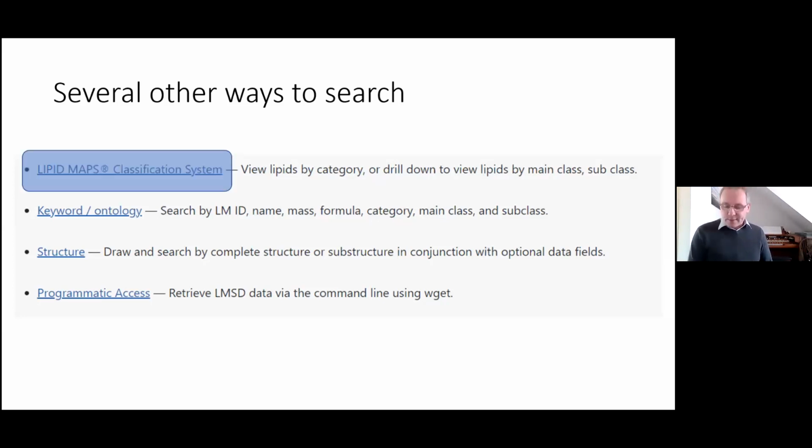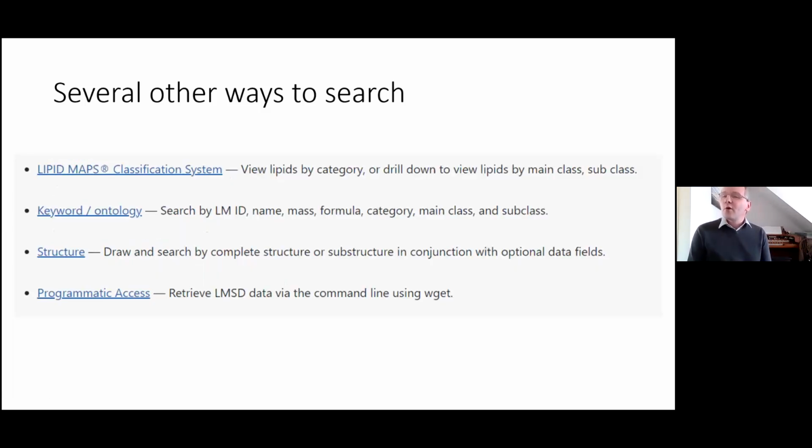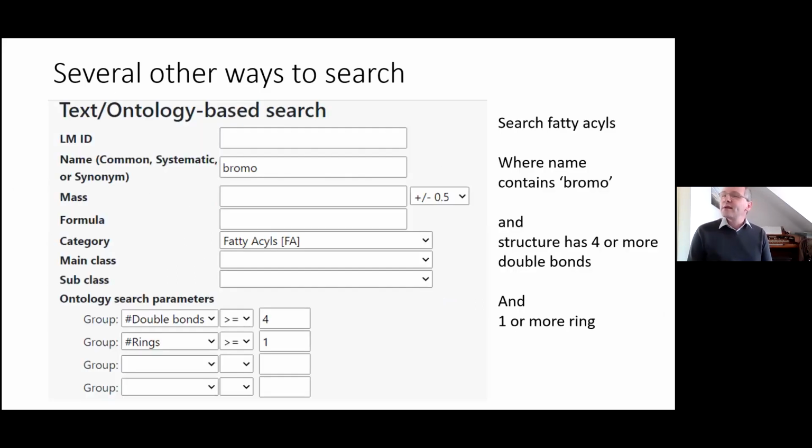The first way is using the classification system, which we looked at on Monday. So you can browse the lipids, expand each of these boxes to see what lipids are in which classes. The other way is via a keyword or ontology search. So you can put various terms into the search interface to search for particular lipids.